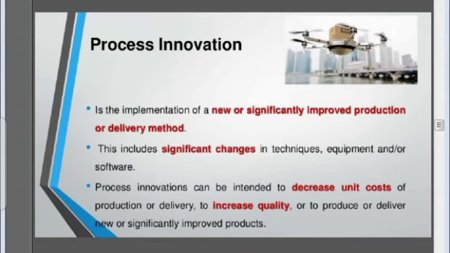The process innovations can be intended to decrease the unit cost of production or delivery, to increase the quality, or to produce or deliver new or significantly improved products. So process innovations are aimed at decreasing the unit cost, the cost of production or delivery, or increasing the quality, or to produce or deliver new or significantly improved products. This is the goal of the process innovation.